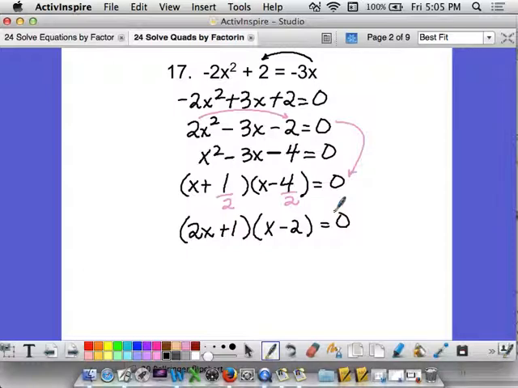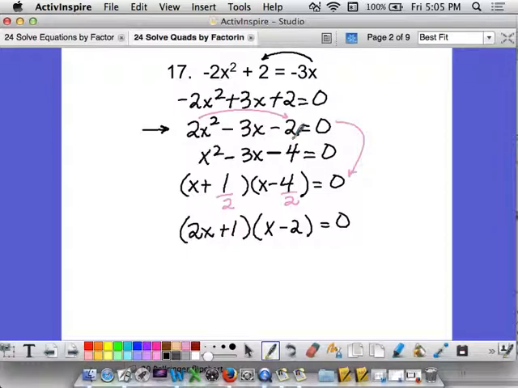So from where I multiplied in, that's the trinomial I'm going to look at when I check. So if I'm checking, I have 2x times x, my first terms, that's going to give me 2x squared. Last terms, positive 1 times negative 2 is going to give me negative 2. So I know I'm right, but I'm not finished.